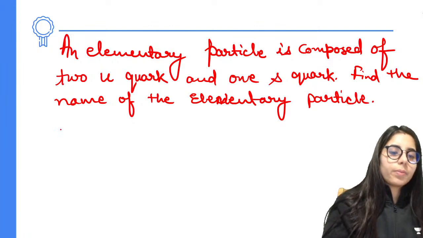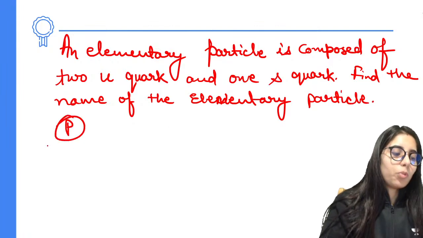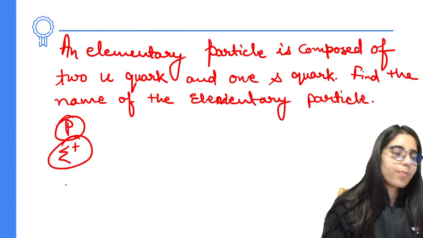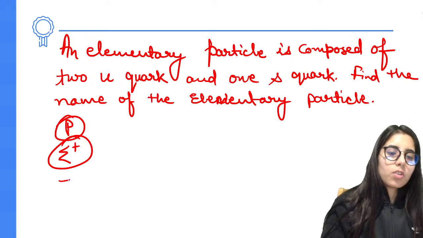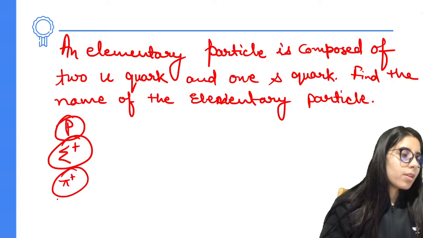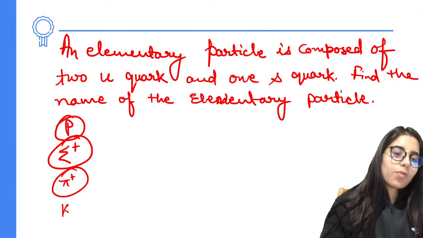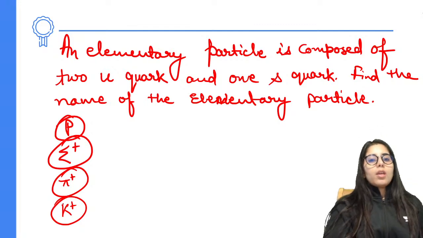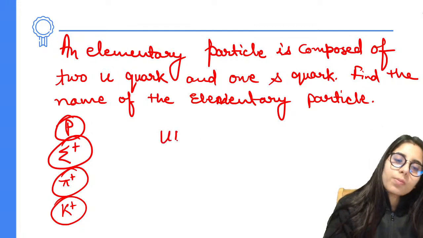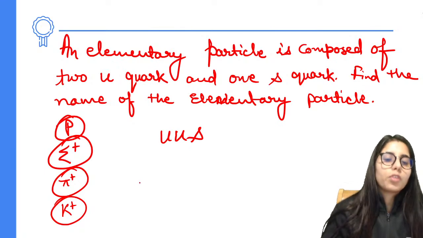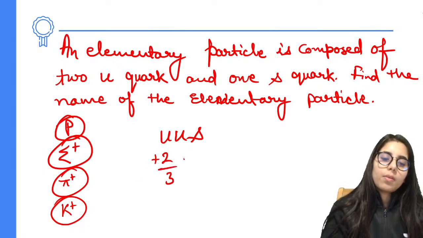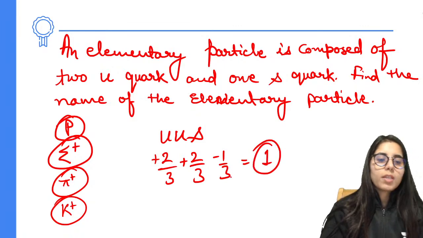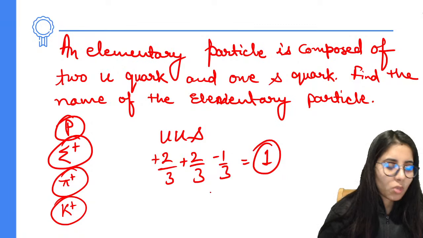The options are proton, sigma positive, pi positive, and K positive. Now, it is composed of two up quarks and one strange quark. So first of all, the charge is plus 2/3, plus 2/3, minus 1/3, which adds up to plus 1. For all of them it's plus 1.